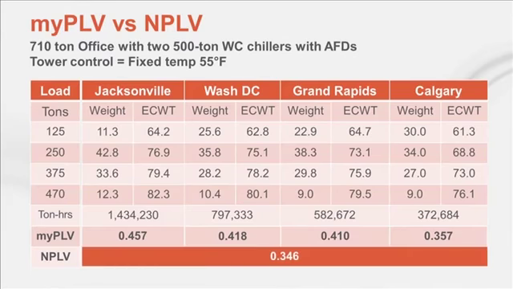The NPLV for this chiller is a 346 regardless of where the chiller will be operating, the load it will actually see, or the tower control you're planning to implement. It is a static value for each chiller. Now, if this job was installed in Calgary, you'll probably be all right using NPLV. You can see the numbers are pretty close. But this job is going to Jacksonville, and the 2 numbers here are not even close.